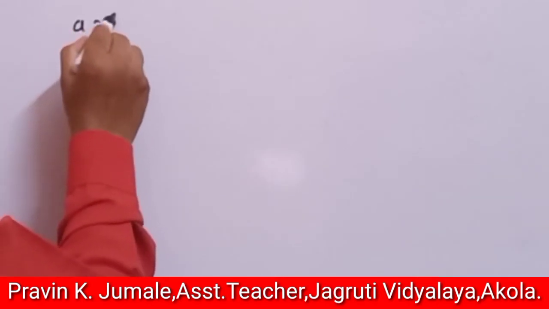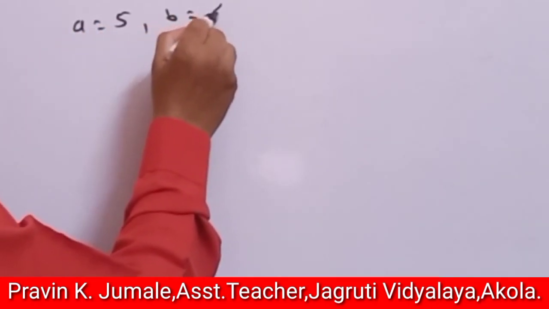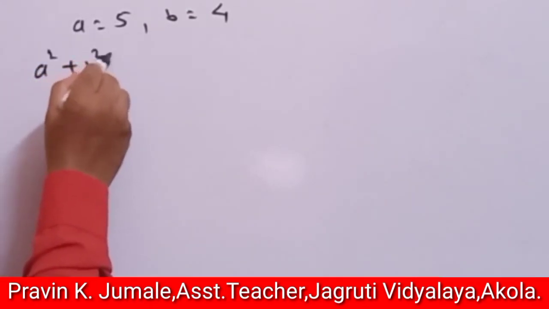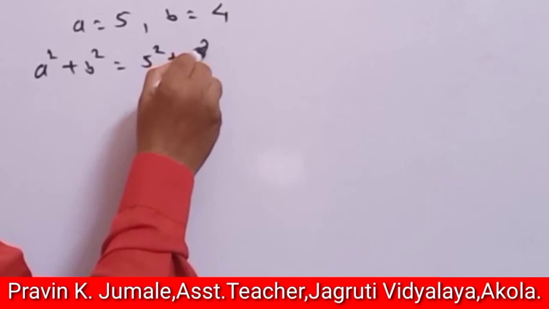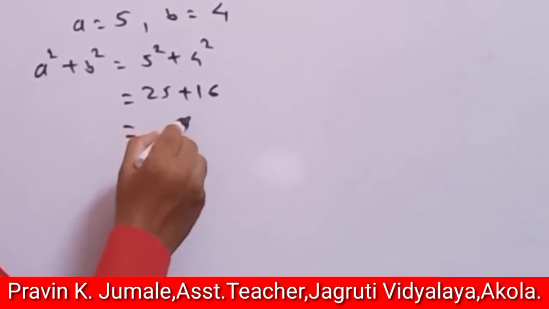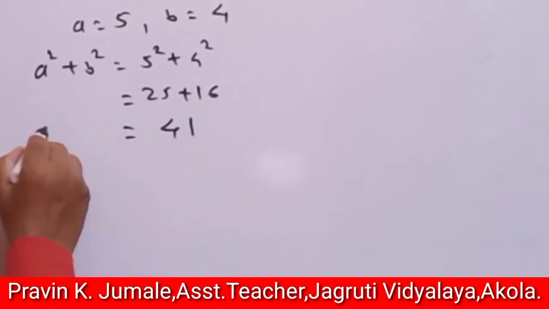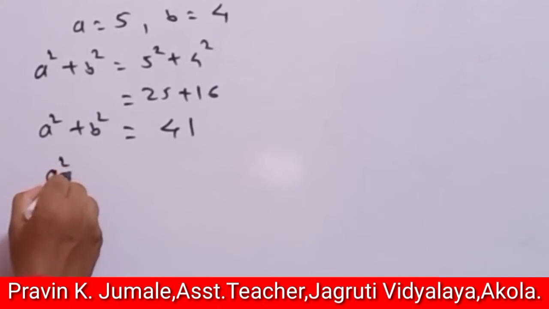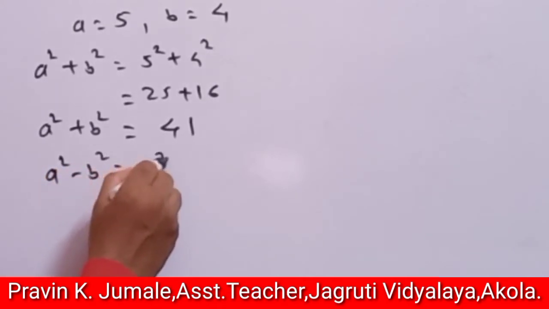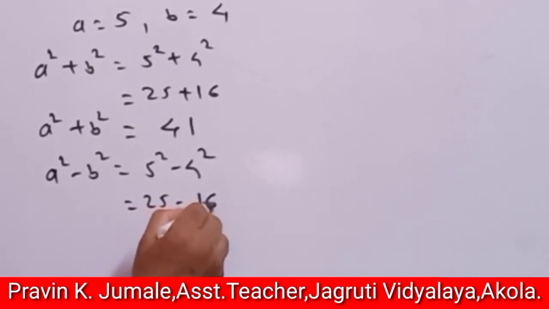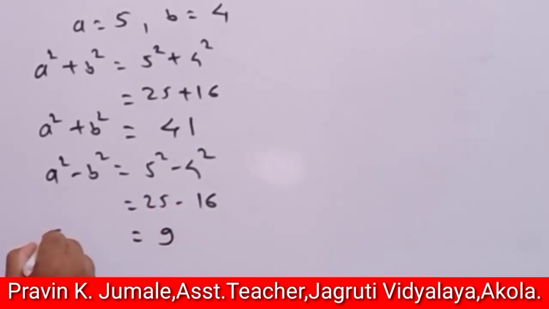Suppose A is equal to 5, B is equal to 4. Then value of A square plus B square: 5 square plus 4 square, 25 plus 16 is equal to 41. This is A square plus B square. Second, A square minus B square: 5 square minus 4 square, 25 minus 16 is equal to 9. This is A square minus B square.